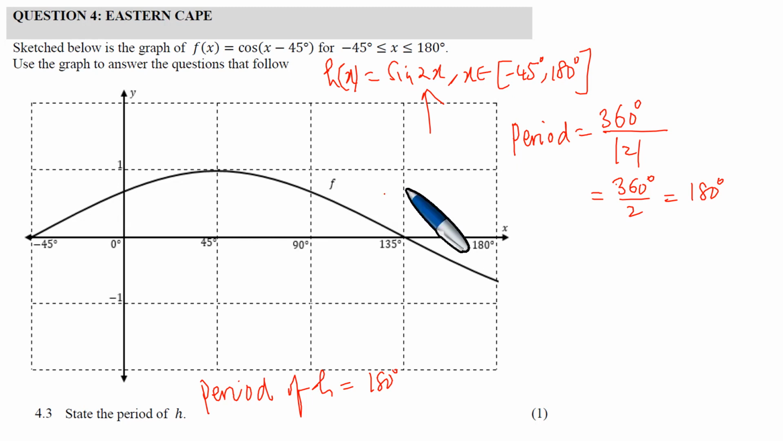Even if the examiner would draw the graph between minus 45 and 45, the period can still be 180, even if 180 does not appear here. So we calculate it. It's not based on what the graph is showing, because the graph might just be a small piece. They might just draw from here to here, but it might not even cover the period there. Okay, we continue.